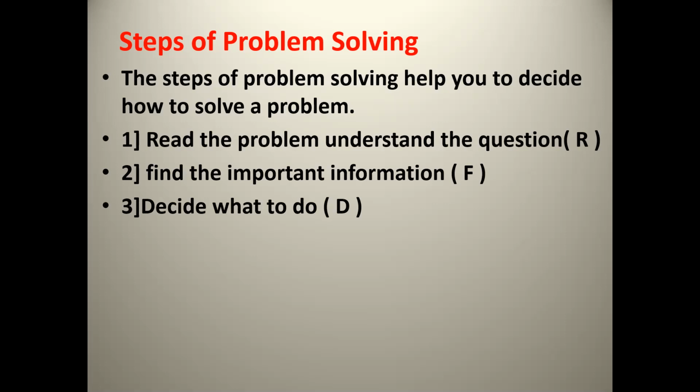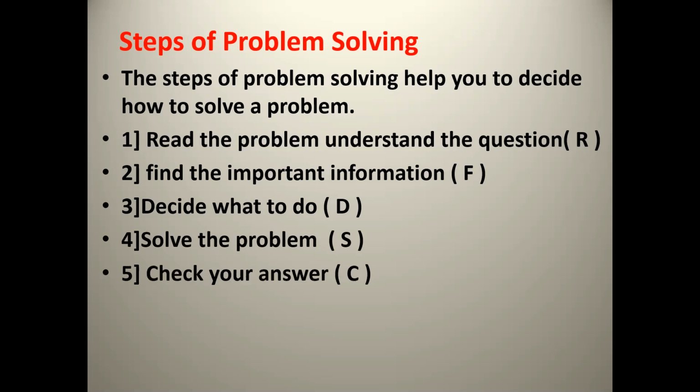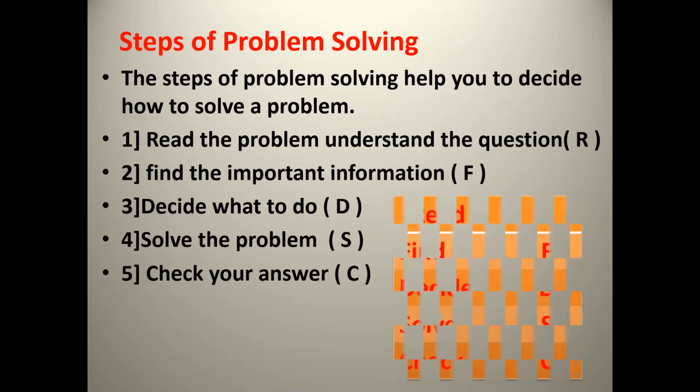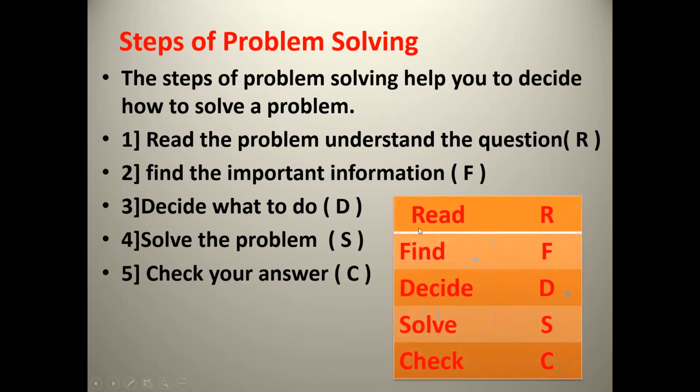Three, decide what to do. After we find the important information, we decide what we will do. We will add, subtract, divide, or multiply. So we will decide. Number 4, solve the problem. We start to solve, S. And last, check your answer, to see if our answer is correct or wrong. And this table will make it easy for you.